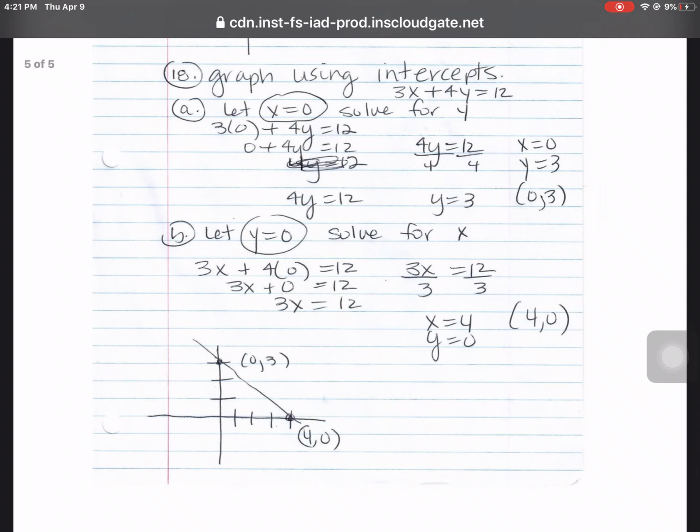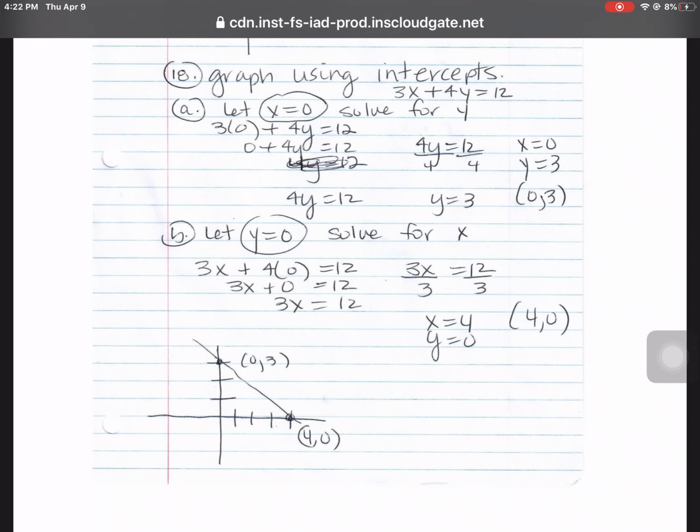Number 18, graph using intercepts. That means one time you're going to plug in 0 for x and solve for y. If you put 0 in for x and solve for y, you get 3. So when x equals 0, y equals 3.